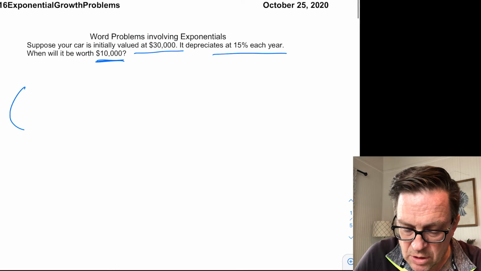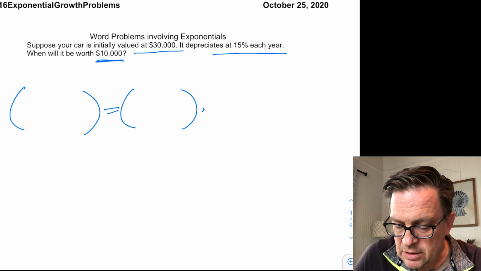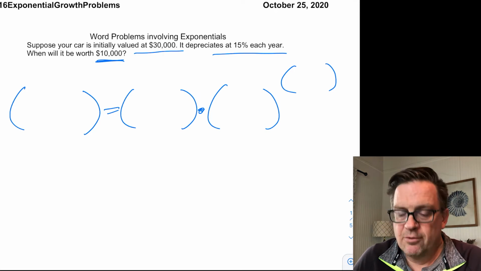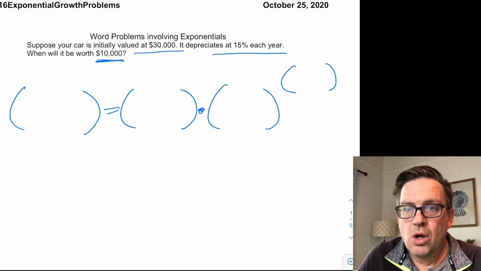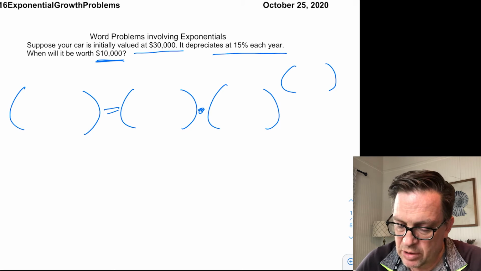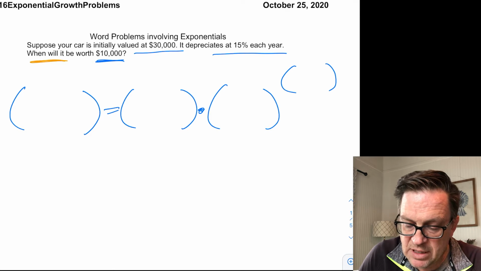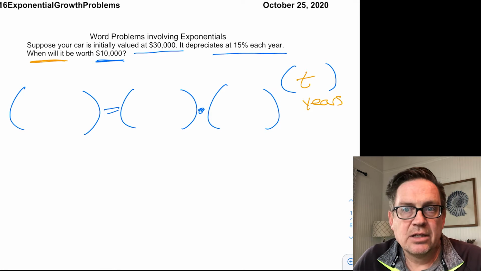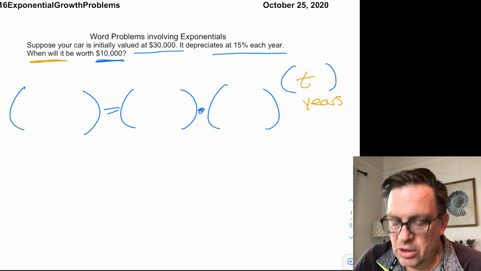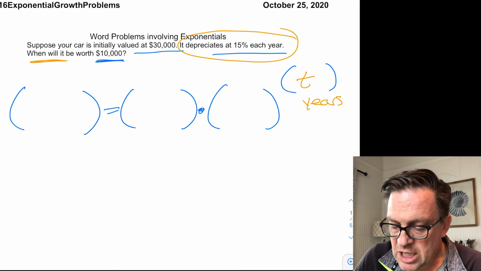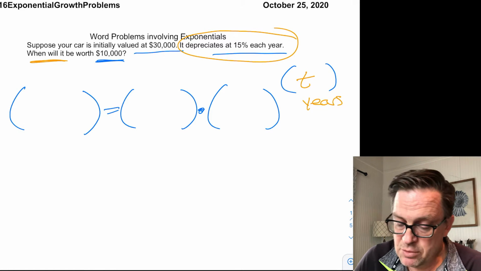So here's the formula that you're going to need. And like we've talked about in class, you can set it up with this general formula for the parentheses. And one of those parentheses will be a question mark, which will be the variable we want to figure out. And in this case, that's going to be when. So we're going to need to know t years. And one of the things that's important here is what's the growth, the period that they're talking about. They talk about it depreciates 15% each year.